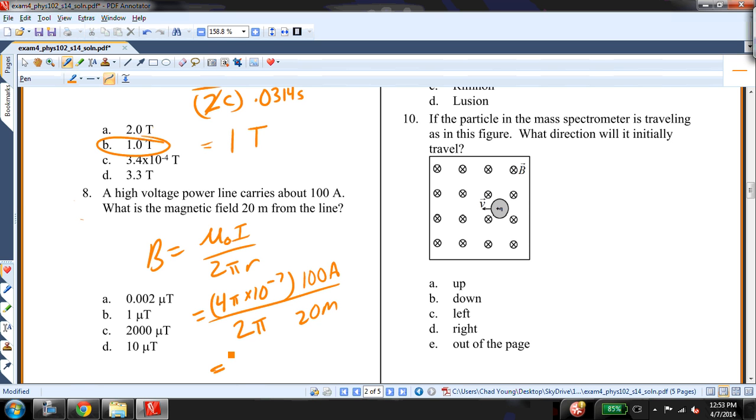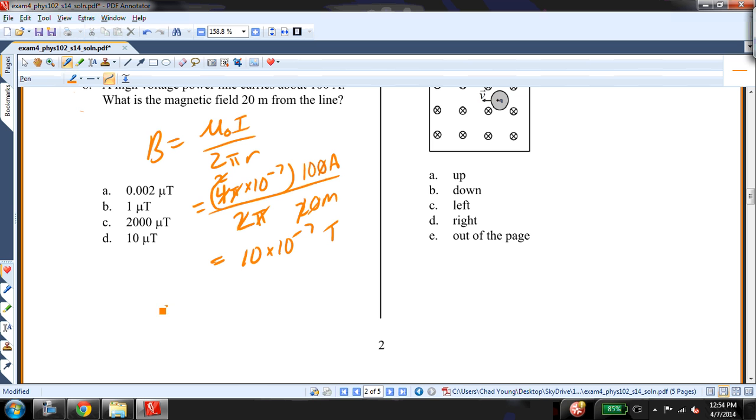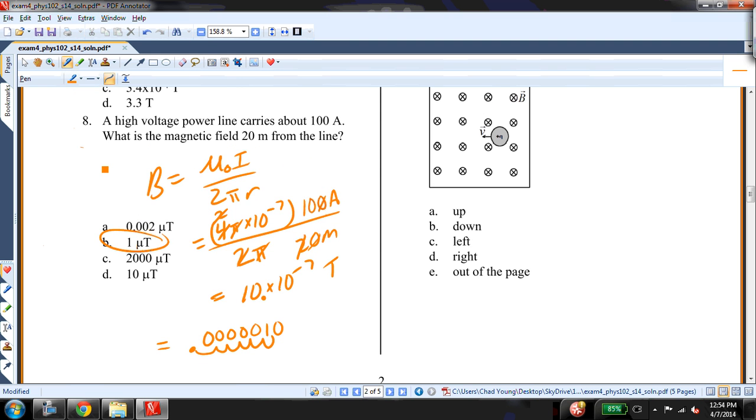You got a homework problem identical to this, basically. The pi's cancel. 2 will cancel here, giving me a 2 up there. This 2 will cancel with that 2, that 10. So we're just looking at 10 times 10 to the minus 7 Tesla. All right, let's see, they're all given in microtesla. You can write this out if you want. It's going to look like this: 0.0000001, 5 zeros and 1. So I started here and moved over 7 spots. And if I convert it to microtesla, that's 1 microtesla. So B is the right answer.